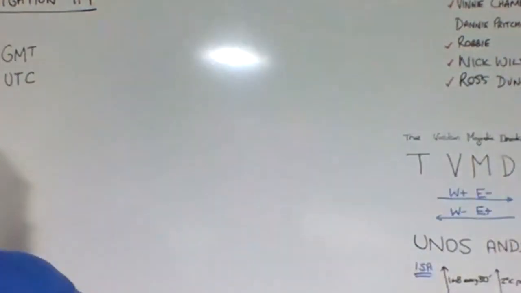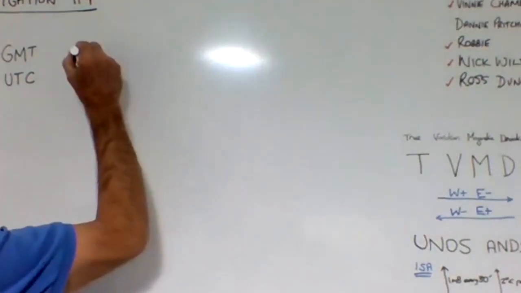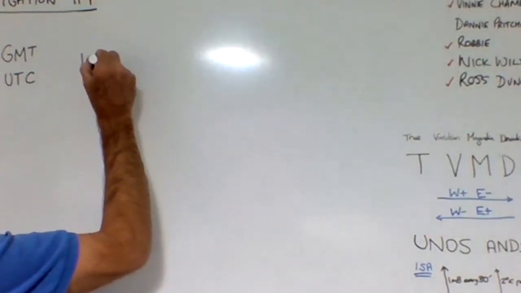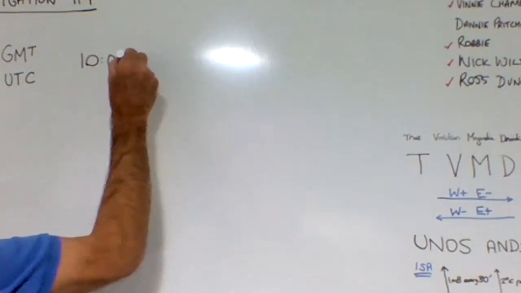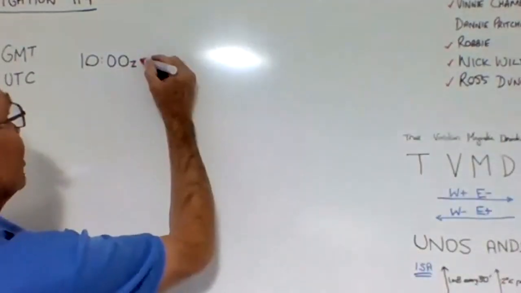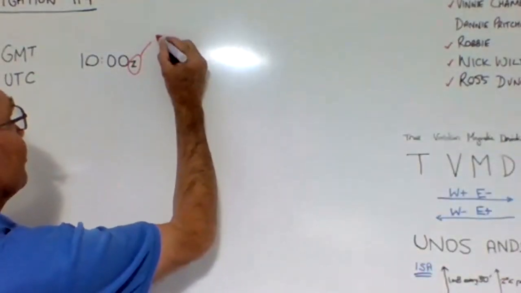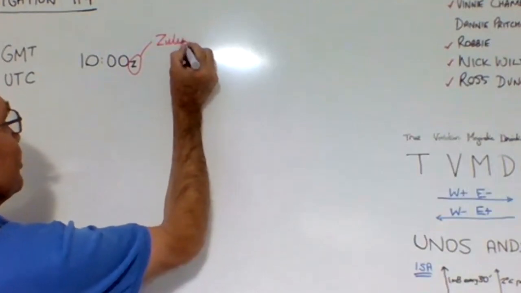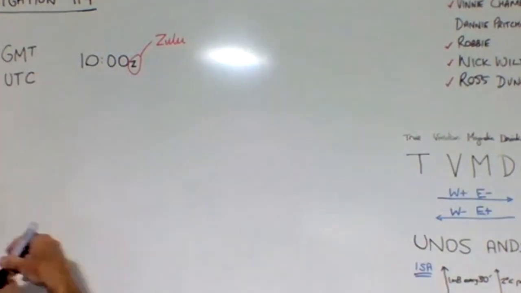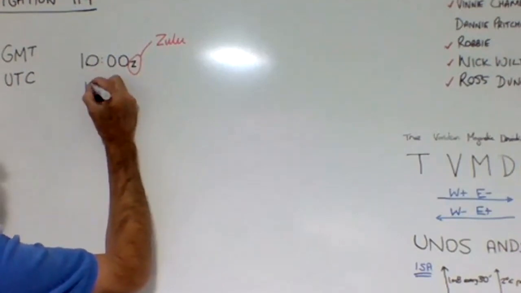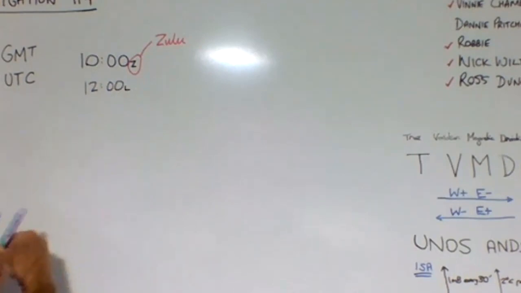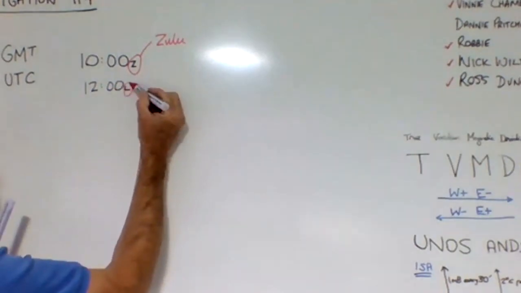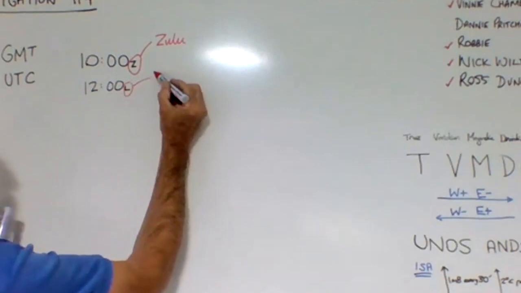You can always tell when you're looking at it because it will have a Z at the end. So the Z at the end means Zulu. If you have a time that's 12 o'clock and it has an L on the end, that's local time.